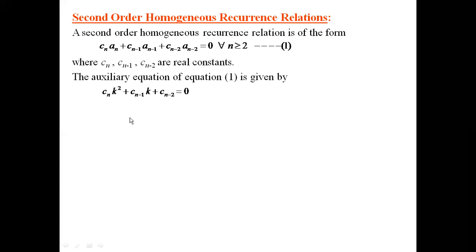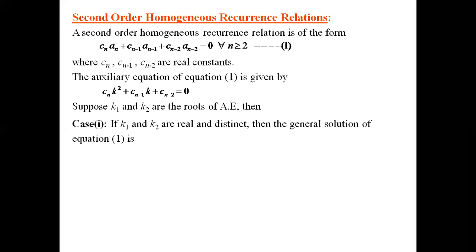And if you observe, this expression is similar to the differential equations in mathematics, the ordinary differential equations. So framing the auxiliary equation, we find the roots of the homogeneous second order recurrence relation. And based on the nature of the roots, we will be writing down the general solution. Suppose, after solving the second order recurrence relation, we obtain k1 and k2 are the roots of the auxiliary equation. Then the following cases arise.